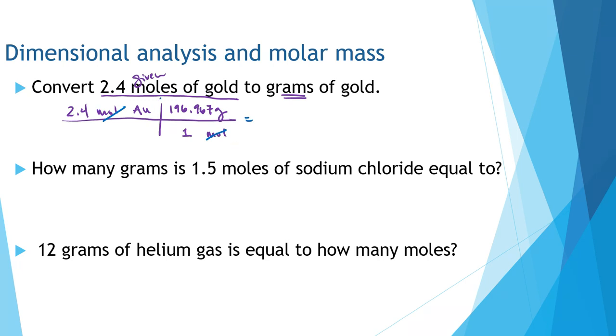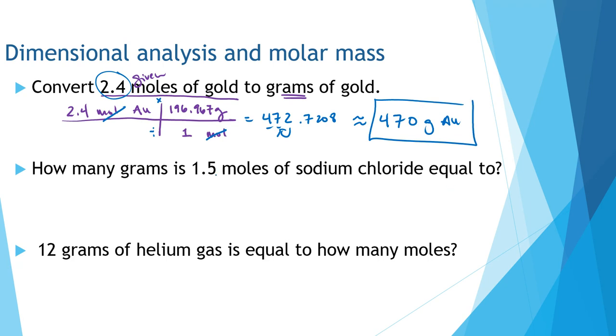Now I'm going to multiply by everything on the top, divide by everything on the bottom. 2.4 times 196.967 divided by 1 is going to give us 472 point lots of decimal places. Since I have 2 sig figs here, I'm going to keep 2 sig figs. That 2 is going to leave that 7 a 7, and so we have just about 470 grams of gold.